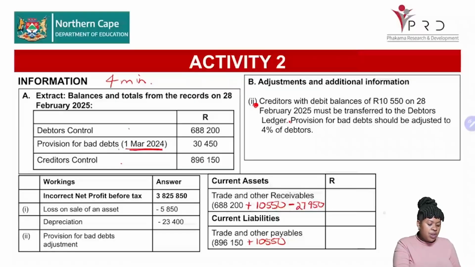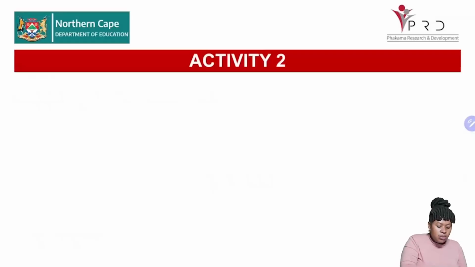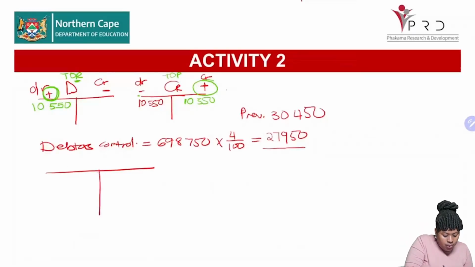And then we continue to adjust it in our statement of comprehensive income. Now, in this case, we are dealing with the net profit before tax. But first things first, we need to calculate the adjustment. So I'm going to quickly draw my T account just to show you what is happening with the provision. So this is the provision for bad debts.